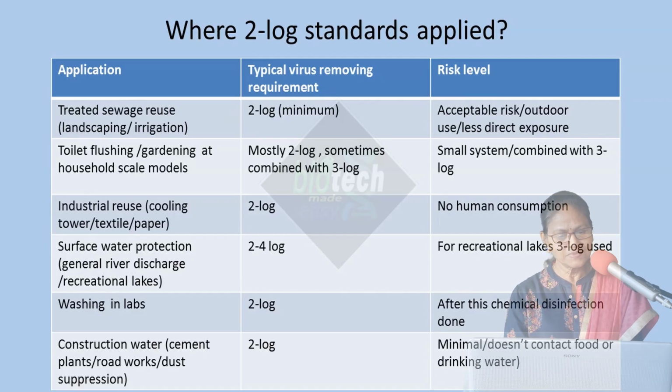Then washing in labs can also be done with the 2-log water, and after this the chemical disinfection is also done. And for construction purposes also, this 2-log is sufficient, in cement plants while the road work is going on, for dust suppression. So these are some of the applications where the 2-log is sufficient, because it is not coming in contact with the food or drinking water, so that is okay. So there is not much risk.